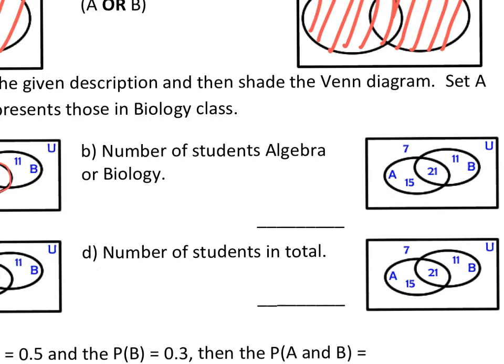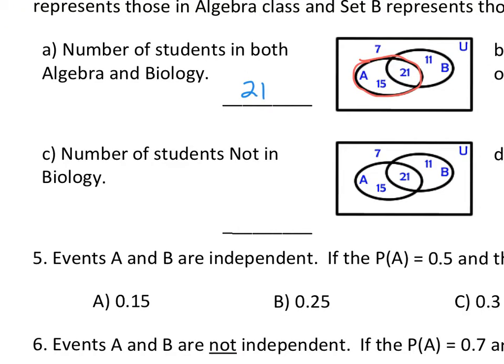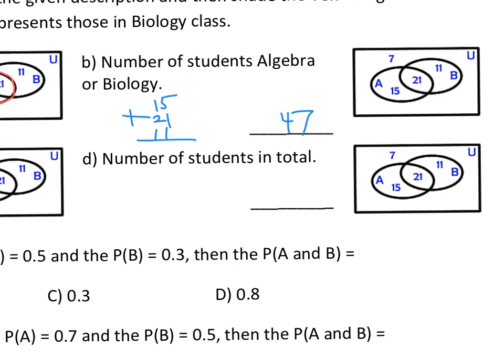The number of students in algebra or biology, that would be the union. So that would be 15 plus 21 plus 11. So if we add up that list, then we'll have 47 students. For the number of students not in biology, that would be 15. But we have to also add the 7 students who are not in algebra or biology. So altogether, there are 22 students not in biology. And the total number of students, if we add up all those, we have 54 students total.